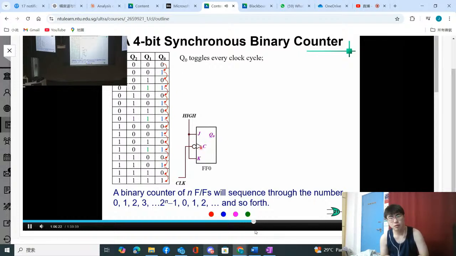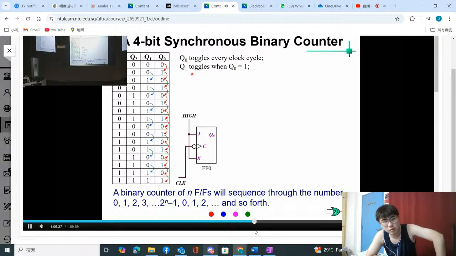Later, I will explain to you. But now you can see that when you have a negative clock edge, it changes from 0 to 1, 1 to 0, 0 to 1, 1 to 0. And the output here is Q0. Then Q1 toggles when Q0 equals 1. Q1 only toggles when Q0 changes from 1 to 0, or when it is 1, then I will toggle. Because this is the current state, toggle, I go to the next state. Current state 0, 1, next state 1, 0.